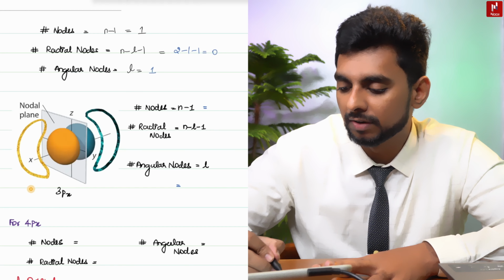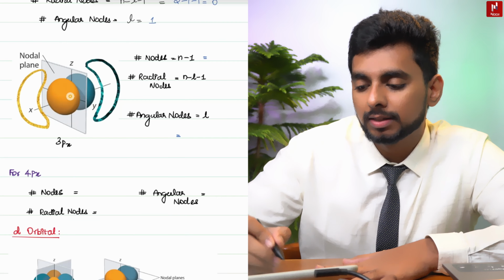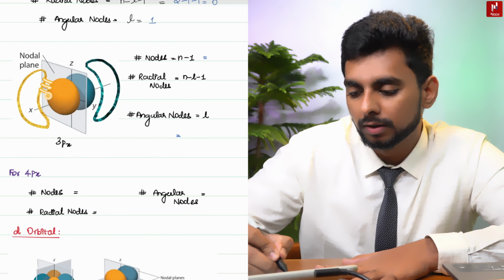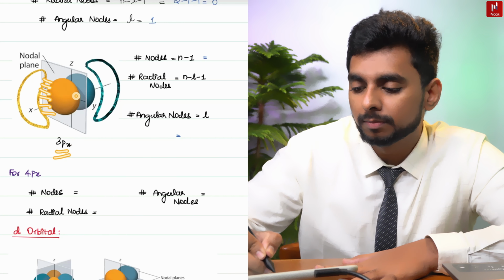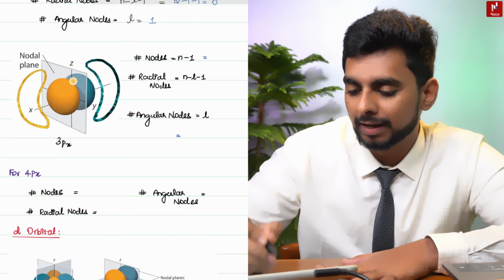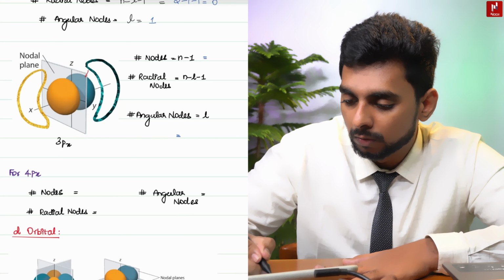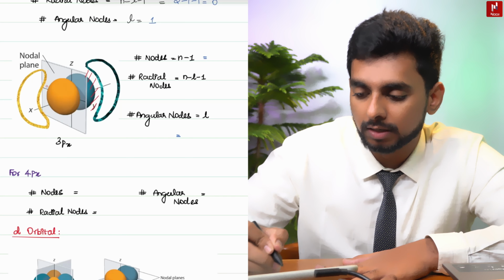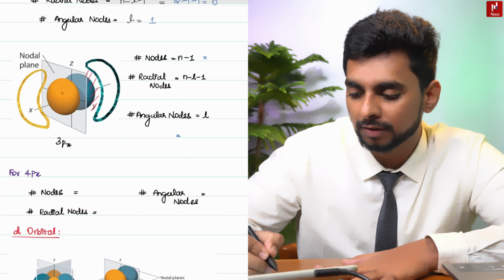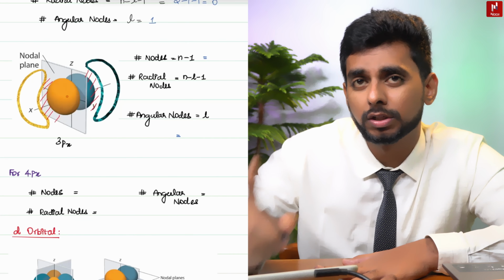Next, let me verify it for 3px. For 3px, same as the 2s, this 3px will engulf the 2px. So obviously you will have a radial node for 3px, because this is radially emanating outwards. Therefore, here you will have one radial node. I've just drawn a part of a lobe over here. This one will completely engulf this 2px, therefore you will have one radial node.